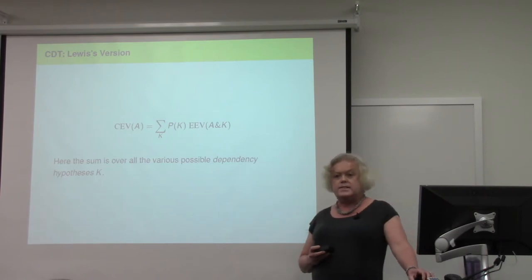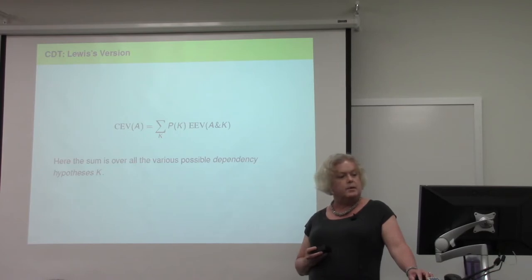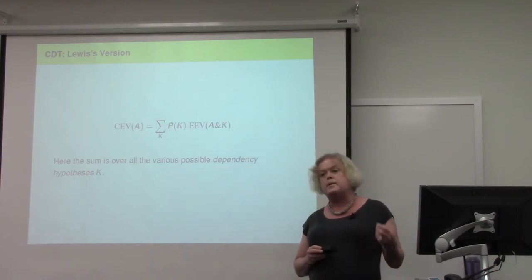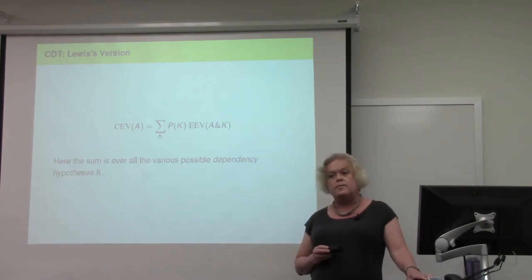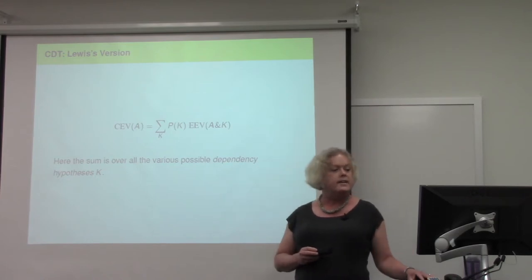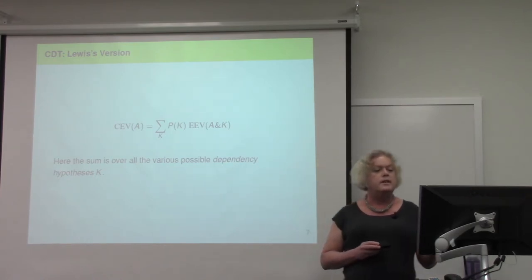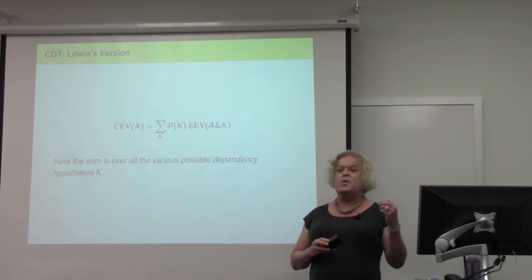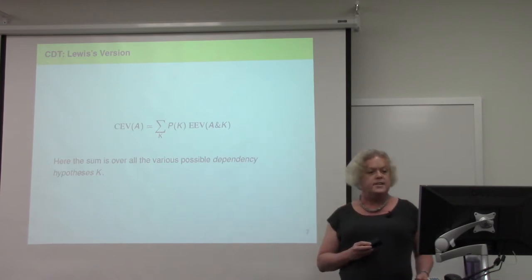But the causalists, the defenders of CDT, like David Lewis, for example, say that this is a mistake. In Lewis's version of the theory, the causal expected value of an option A is calculated, again, as a probability weighted sum of values of a certain sort. But the probabilities here are over what he calls the possible dependency hypotheses. And a dependency hypothesis is nothing but a full and complete description of the way that the world might be depends upon what it is that you do.